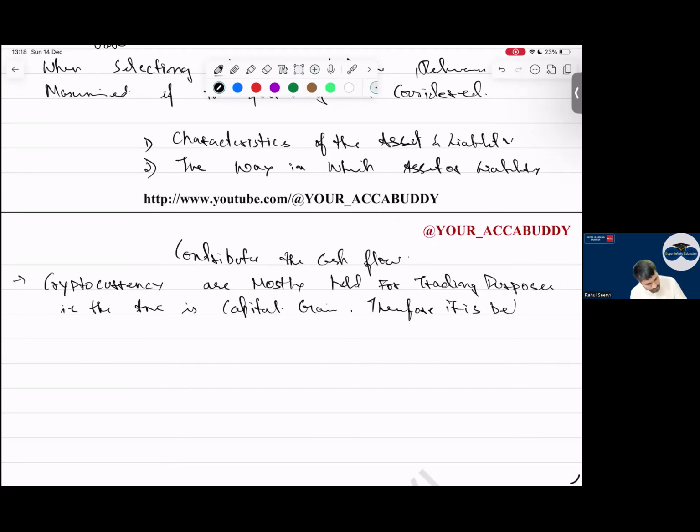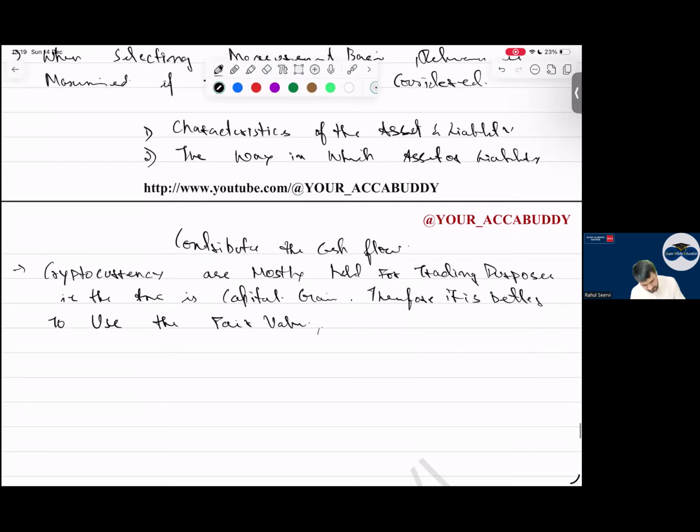It is better to use the fair value, to use the current value, that is the fair value. It's enough. Then what can I say?